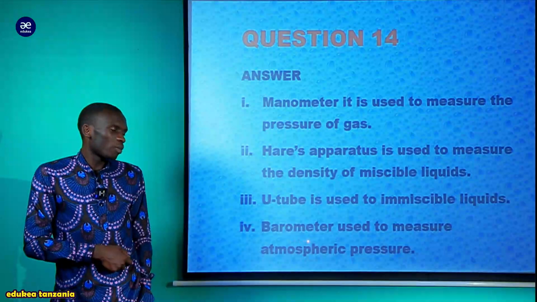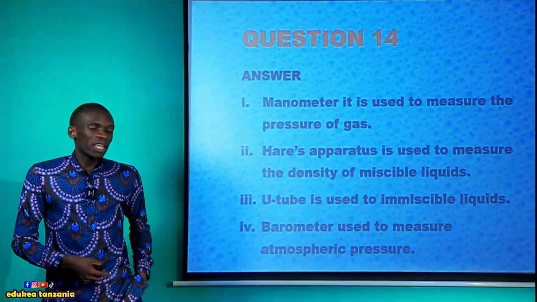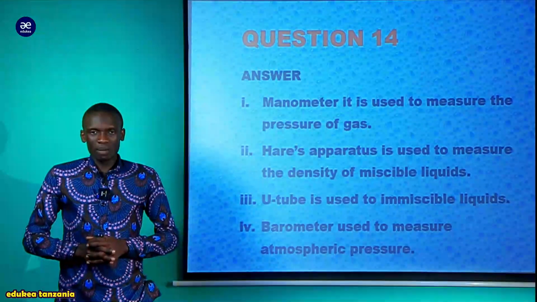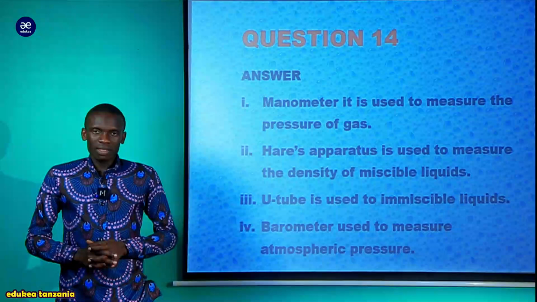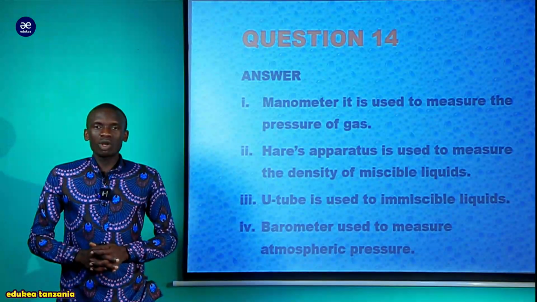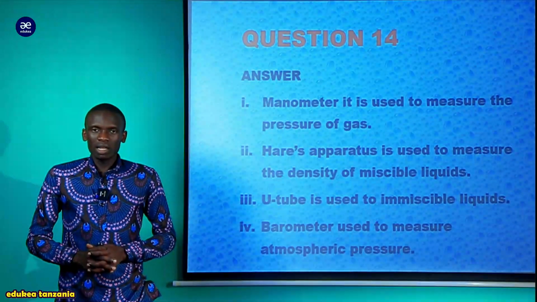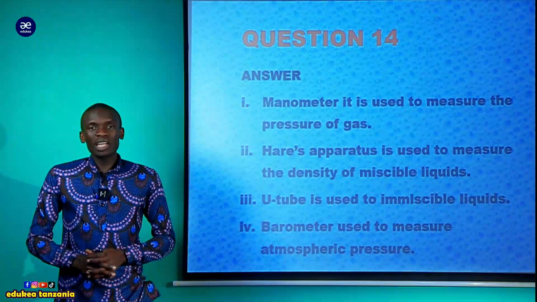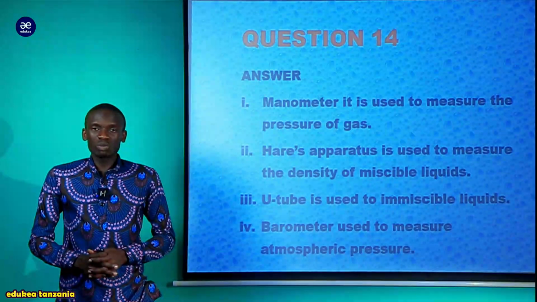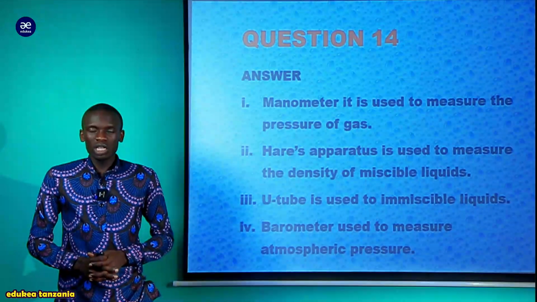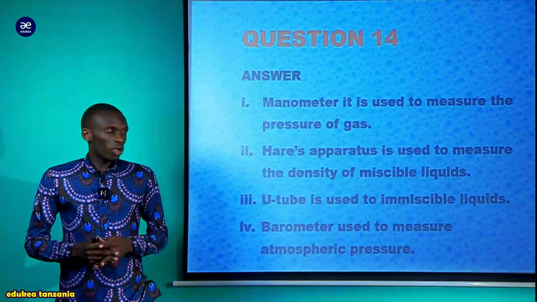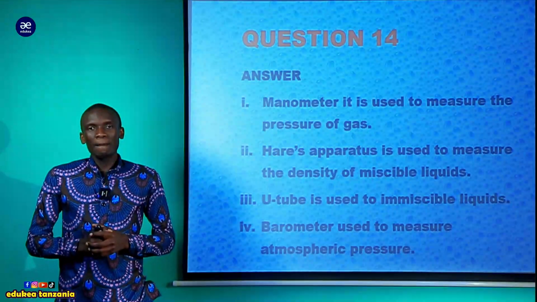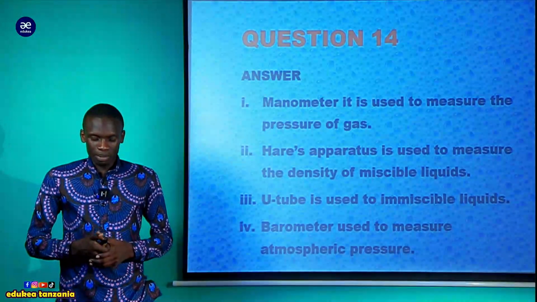The last term was barometer. We know that a barometer is the instrument that is used to measure atmospheric pressure. And barometers are divided into three. There is a simple barometer, there is a Fortin barometer, and there is an aneroid barometer. The simple barometer and the Fortin barometer are barometers that use mercury, but the aneroid barometer does not use mercury. Kwa hiyo hizi barometer zinatumika kupima atmospheric pressure. So that is about it.